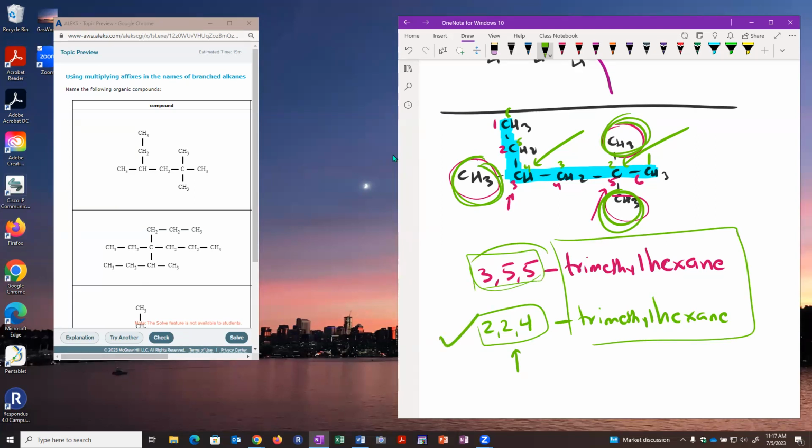So when you establish your longest chain, that's the first step. You want to choose the numbering system that'll give the lowest number possible to those substituent groups, or to those branches that are hanging off of the longest chain.